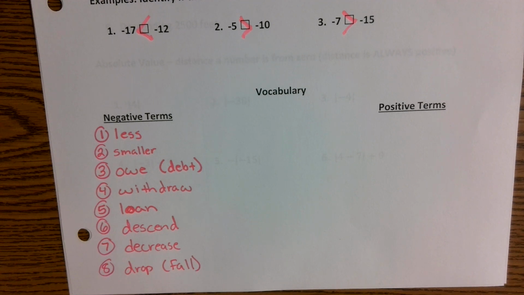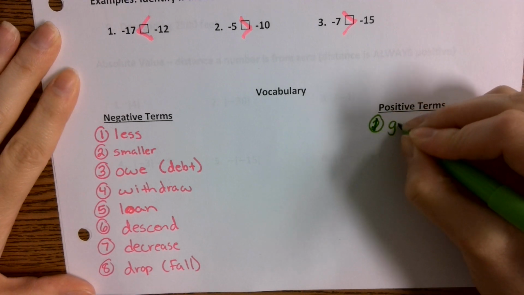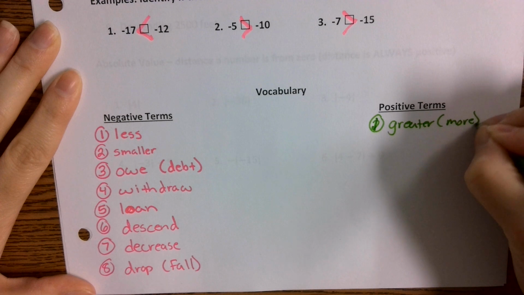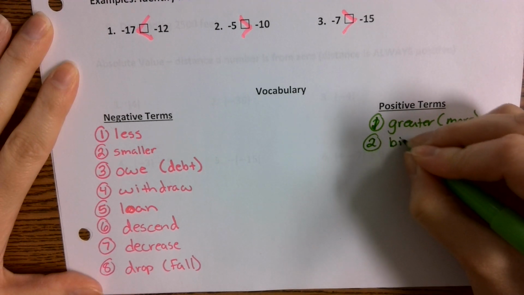Okay, let's talk about the positive values. Basically each one of these can have a counterpart. What's the opposite of less, guys? Go ahead, say it. More or greater. Right? You can use either one of those. I'll put them both down. Greater. More. What's the opposite of smaller? Bigger.